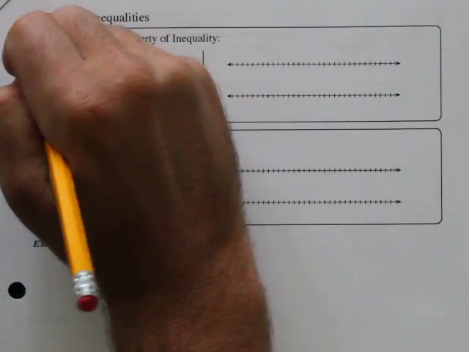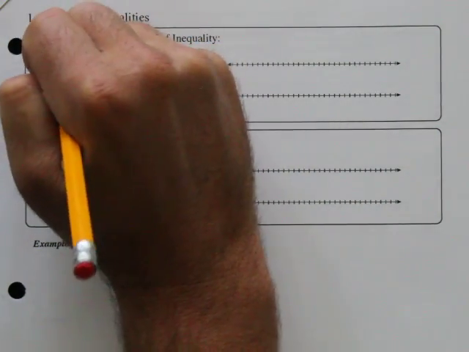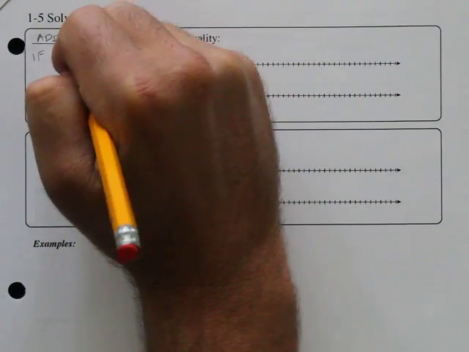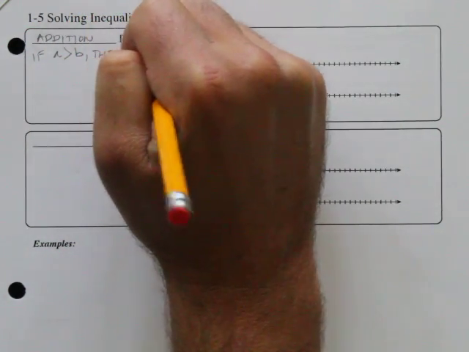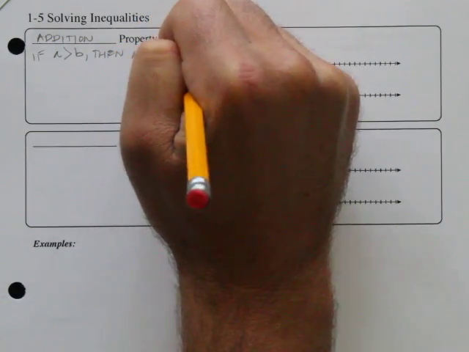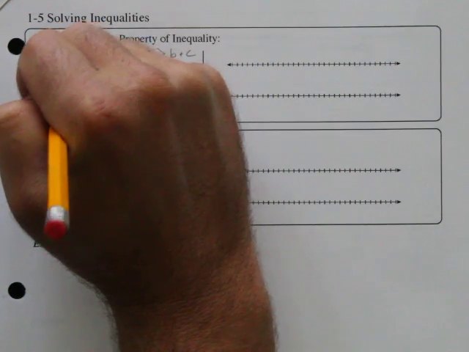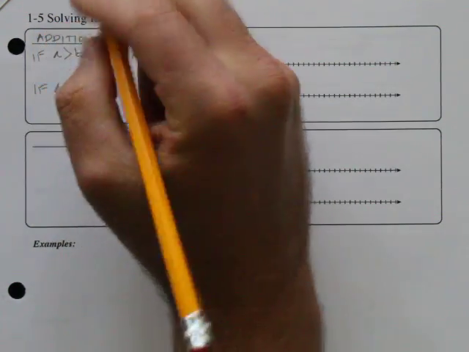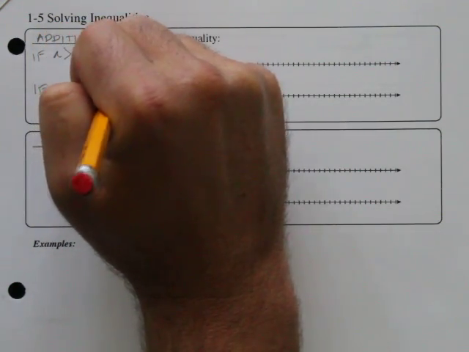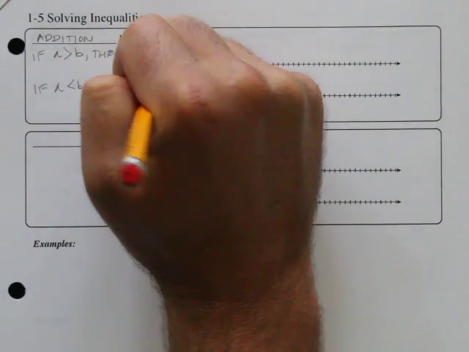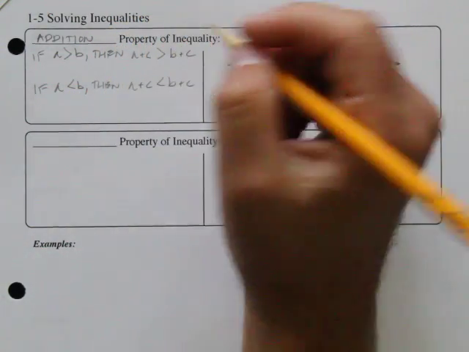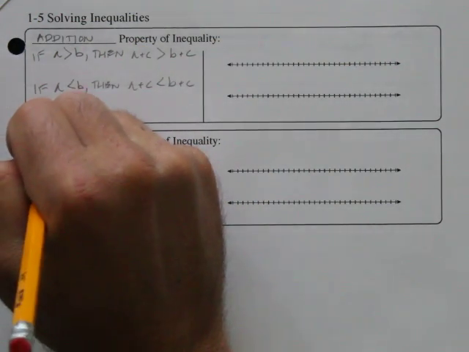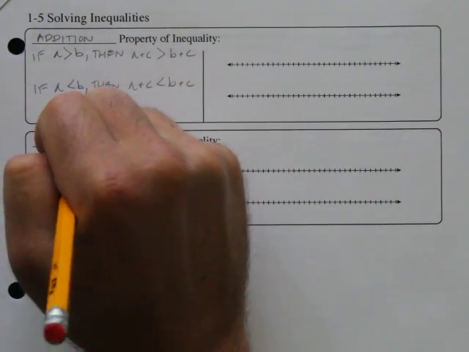So if A is greater than B, then A plus C is greater than B plus C. If A is less than B, then A plus C is less than B plus C. Let's do the subtraction property as well, and then we'll talk about them both at the same time.